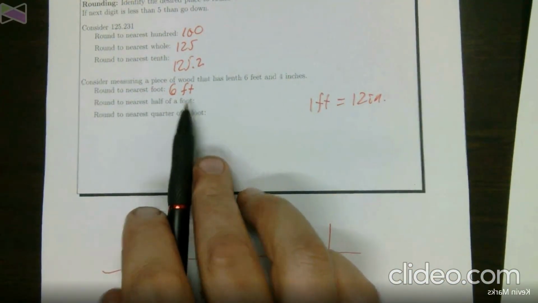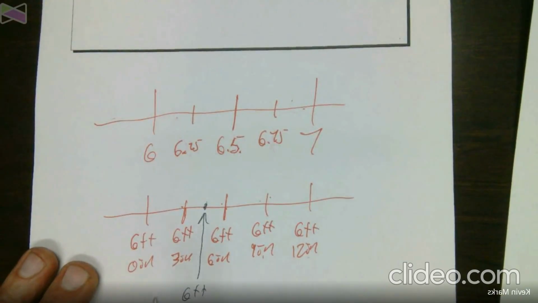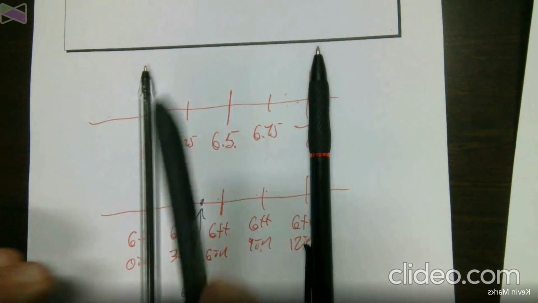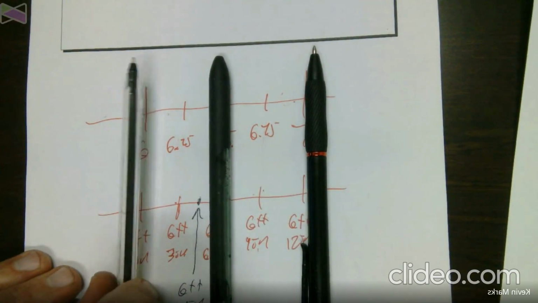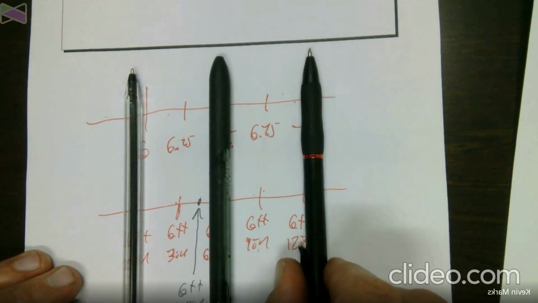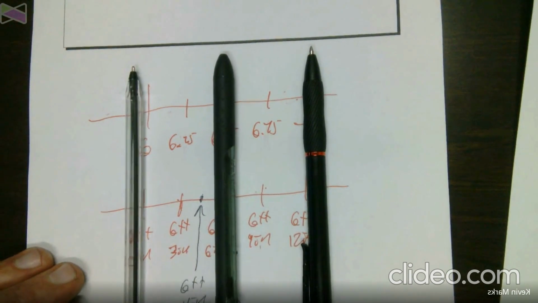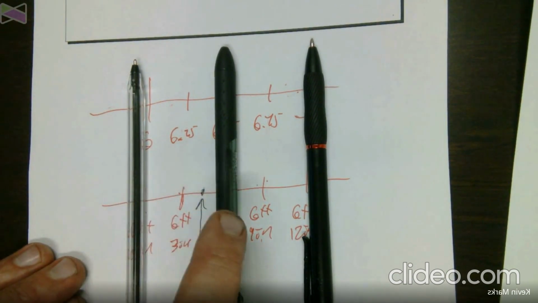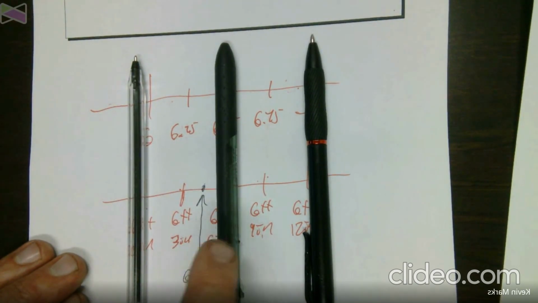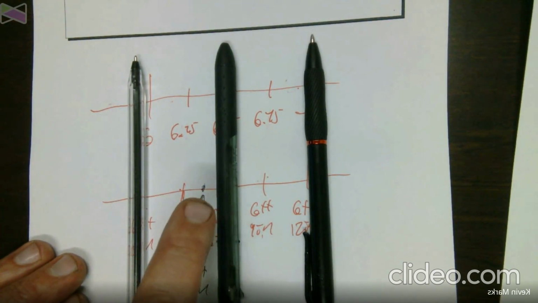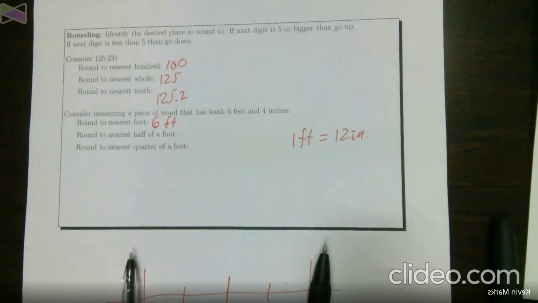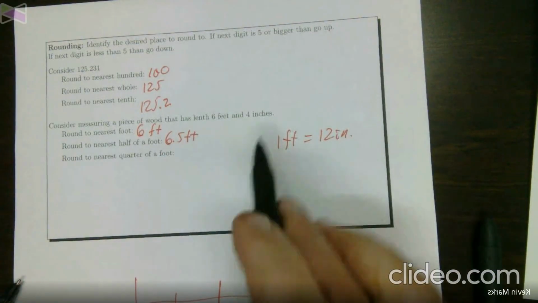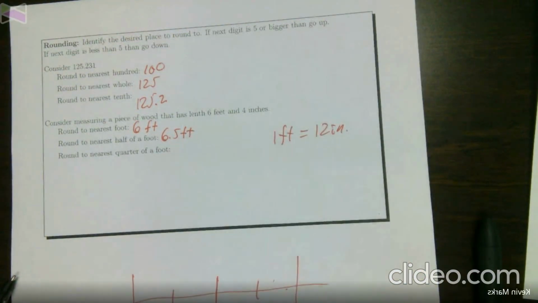What if I wanted the nearest half of a foot? Well, the halves of feet are here, here, and here, right? So having nothing would be at the very beginning, having a full foot would be here, or half a foot would be in here. So 4 inches, is it closer to having nothing, or is it going halfway? Well, 4 is closer to 6 than 0, so you're closer to the half a foot. So you would round this to 6.5 feet, right? Because it's closer to 6 inches than it is to 0.